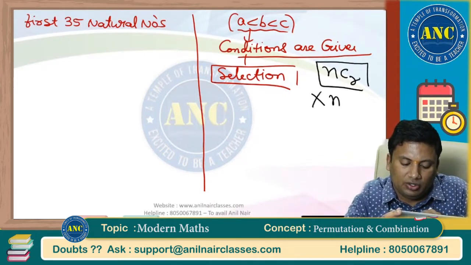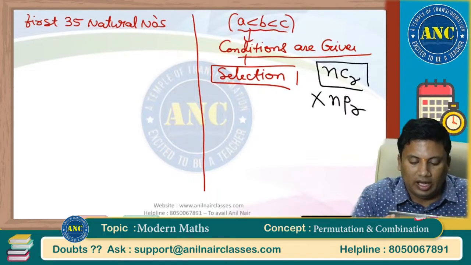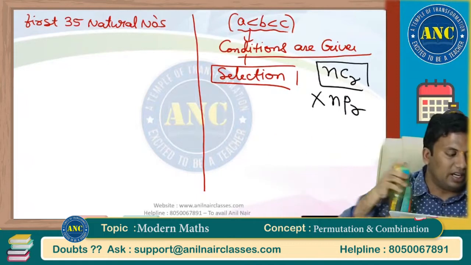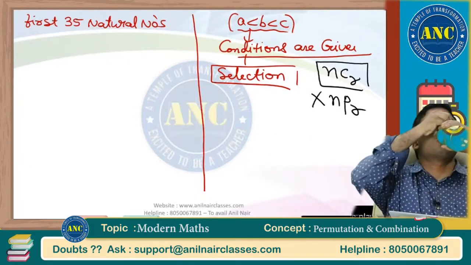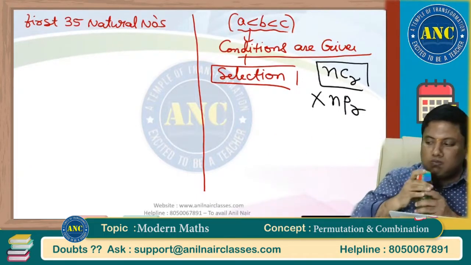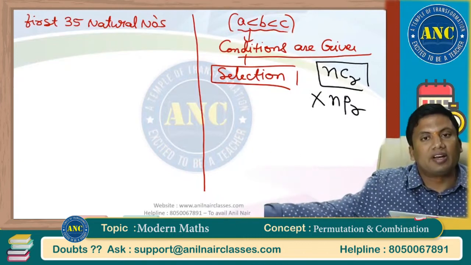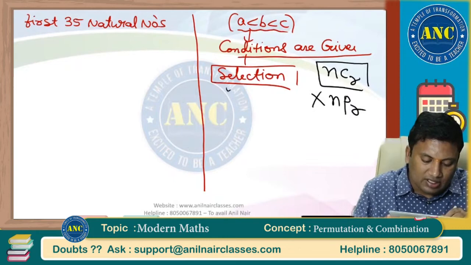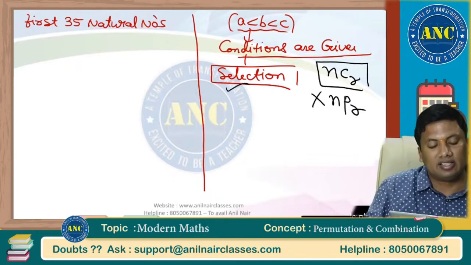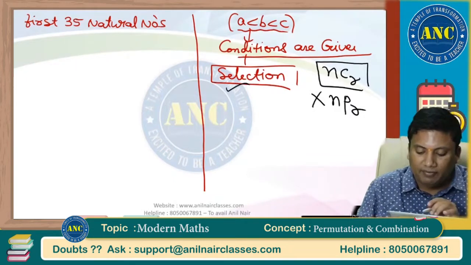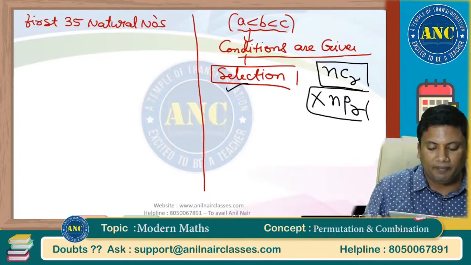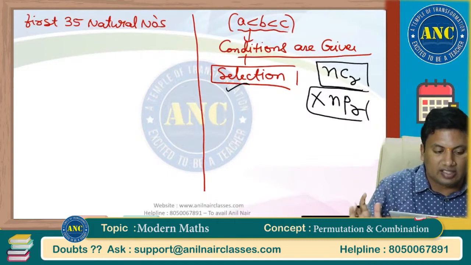I did not use nPr only because of this reason. If the conditions are given in the question, then it is selection. It is nothing but nCr, but not nPr. That is exactly why I did not use nPr here. Conditions are given, it is selection.